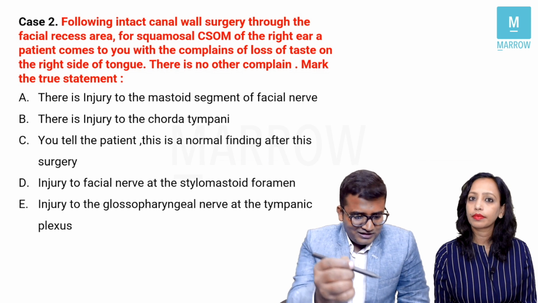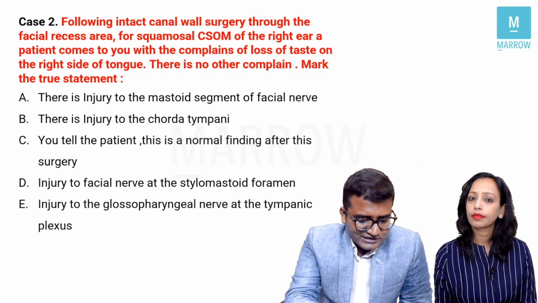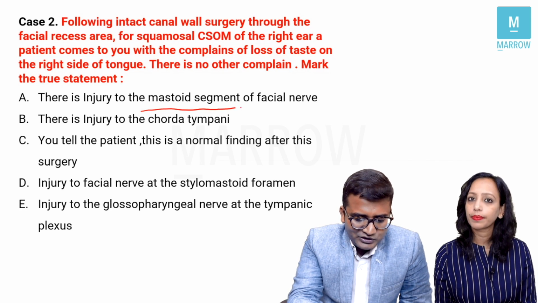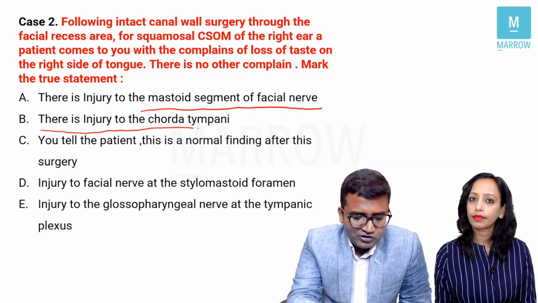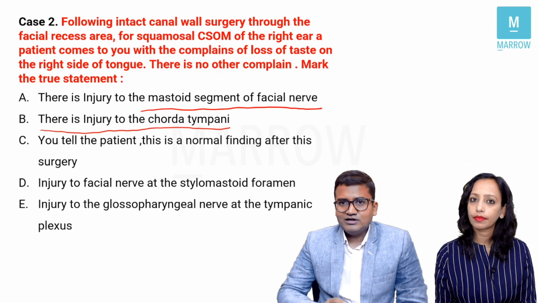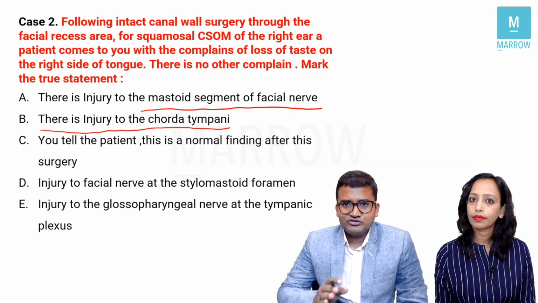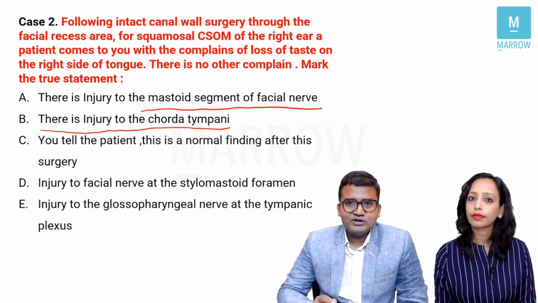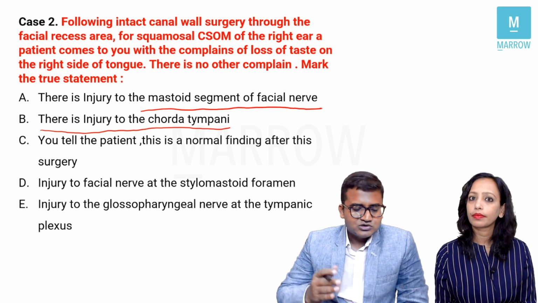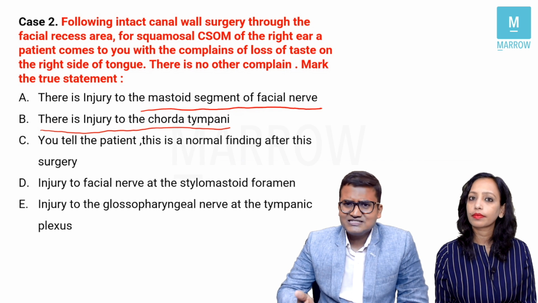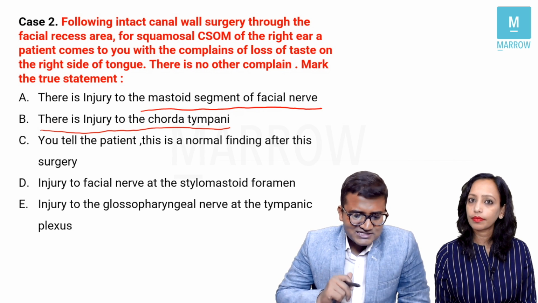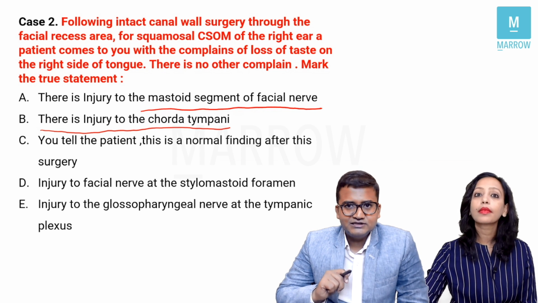Yeah, thanks, ma'am. Now see the options. Option A, there is injury to the mastoid segment of the facial nerve, and option B, there is injury to the chorda tympani. We already know chorda tympani is a branch of the facial nerve which arises from the mastoid segment only. So option A and B are almost similar. Now ma'am, which is the best answer, option A or option B?